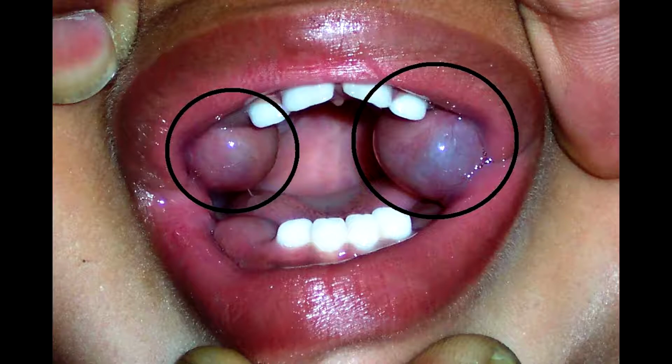Eruption cyst. The cause is developmental and it appears in children. The location is soft tissue around the crown of an erupting tooth. Clinical features include swelling at the site of the erupting tooth. Microscopically, the cyst is lined by a cuboidal to squamous epithelium. The treatment is usually none, as the tooth erupts through the cyst, and the diagnosis process includes radiographic and microscopic examination.